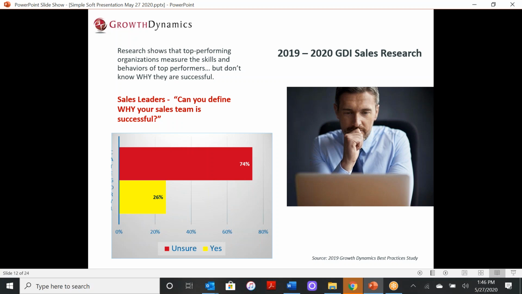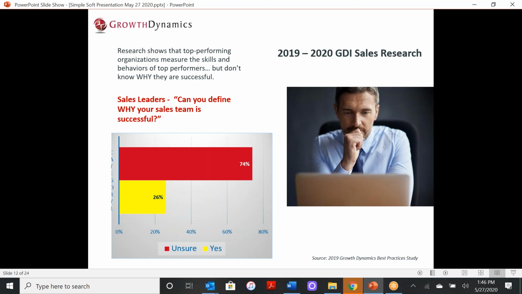And actually, in fact, out of the hundreds that we did this with, 74% were really unsure as to why the sales force is effective at what they do, and what they are doing in the role to be effective and successful. And 26% seem to have a strong understanding of that. That's a really, really high number of unknowns.